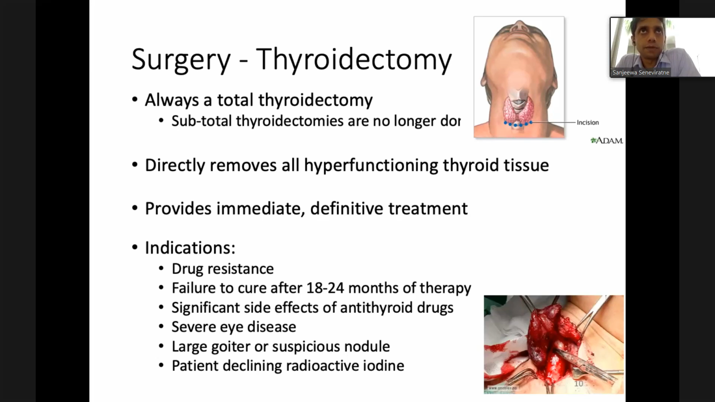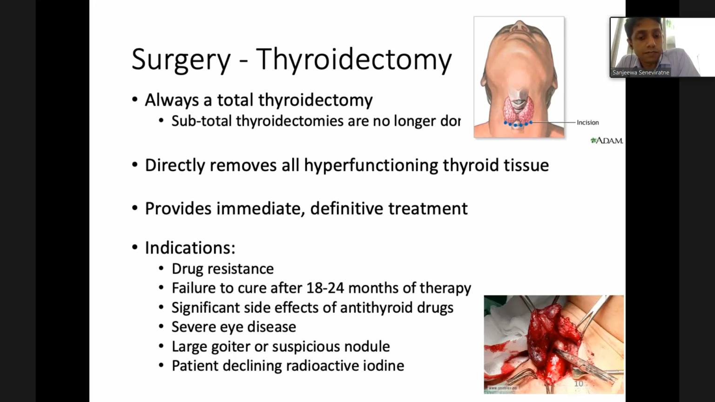Some patients on medical therapy, that is with carbimazole or propylthiouracil, fail to be controlled. In such situations, we may consider surgery. And also, Sajid mentioned that generally we treat them with medical management for 1 to 2 years, and after that time duration, the chance of complete resolution or a cure is unlikely. Therefore, if the patient is not cured after that duration of treatment, one definitive treatment option is surgery. Significant side effects, he discussed the side effects of anti-thyroid drugs, or severe eye disease.